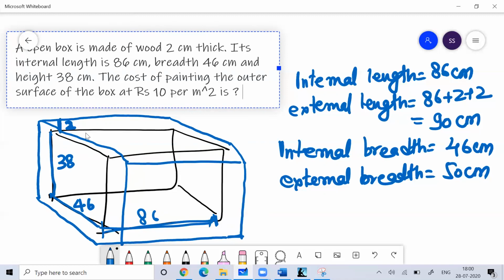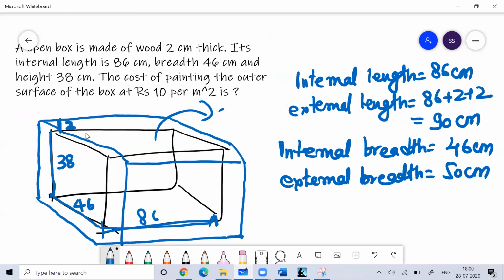So you can understand this is an open box. So this part there is no area. If this would be a closed box, then that part would have area, you understand.